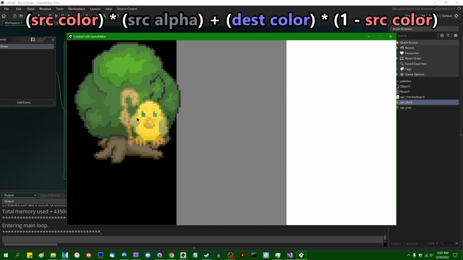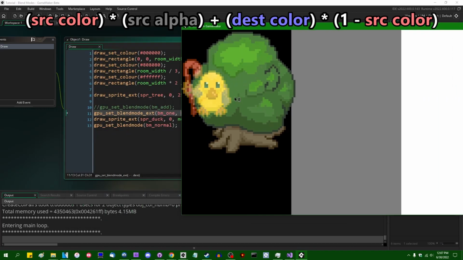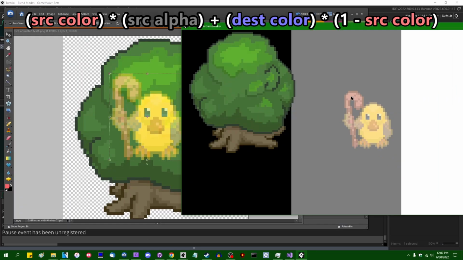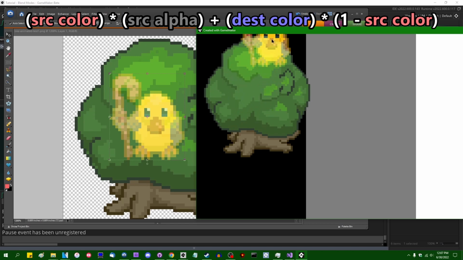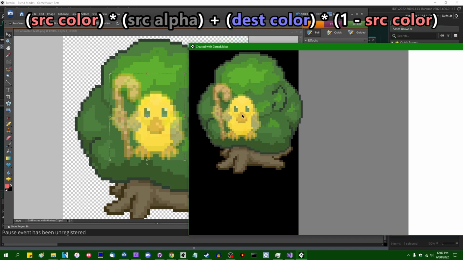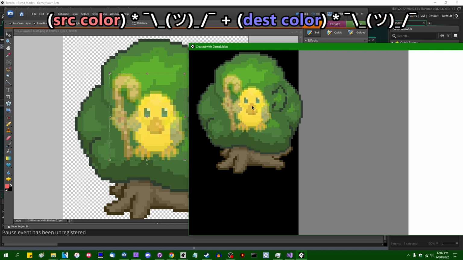And if we were to run the game now, we would have something that looks an awful lot like the screen effect in Photoshop. So again, putting them side by side, something like this, we have the duckling being drawn as the screen effect. Alright, I think that looks pretty good.